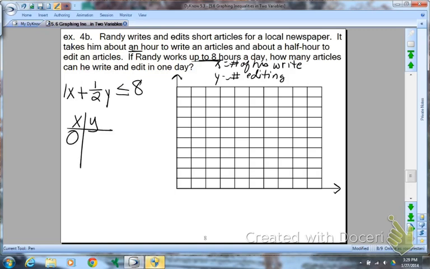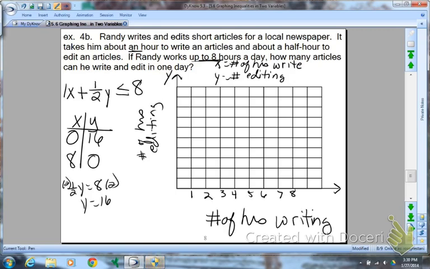Let X equal 0. When X equals 0, that's 1/2 Y is equal to 8. We multiply both sides by 2. So what is Y equal to? 16. And when Y is 0, X is equal to 8. Okay, what does our horizontal axis stand for? Label your graph right now. Okay, the horizontal is the number of hours writing, which is your x-axis. I counted by ones. But the y, the vertical, is number of hours editing. And I have to go all the way to 16, so what am I going to count by? 2's.